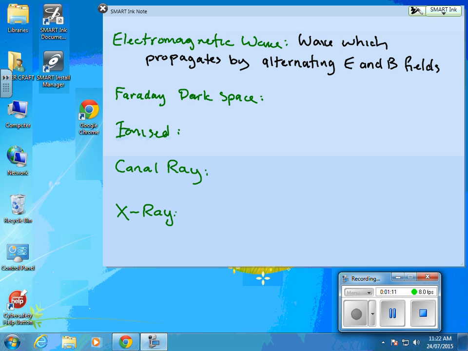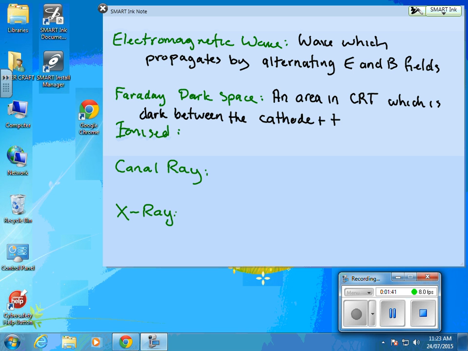So it's actually an area, as you say, in a cathode ray tube. There's nothing there, I can't see anything light. Well, you can simply say which is dark. And where's it between? Between the cathode and the positive column. That's close enough if you're in an exam. Area in a CRT, cathode ray tube, which is dark, between the cathode and the positive column.